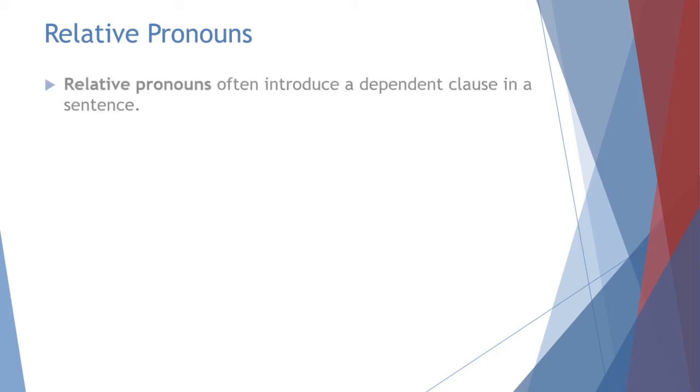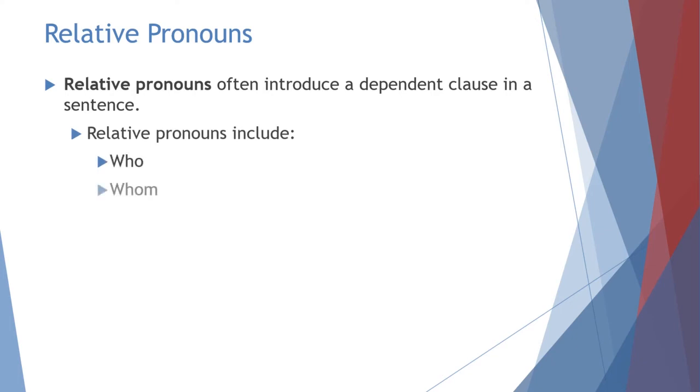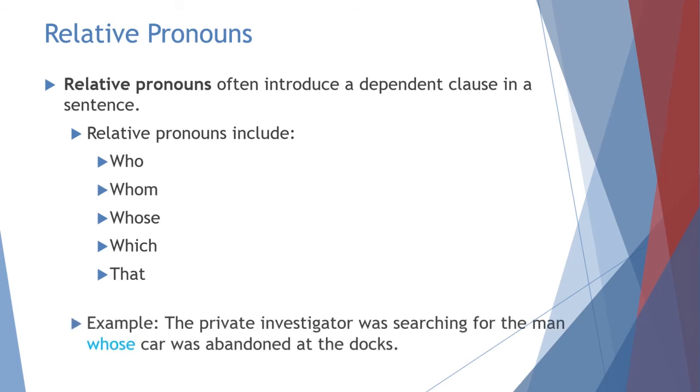Relative pronouns. They often introduce a dependent clause in a sentence. Relative pronouns include who, whom, whose, which, that. Example: the private investigator was searching for the man whose car was abandoned at the docks.